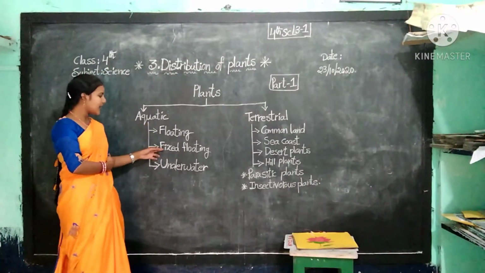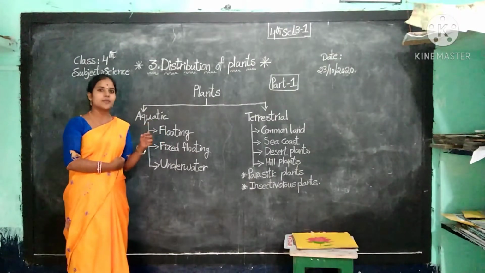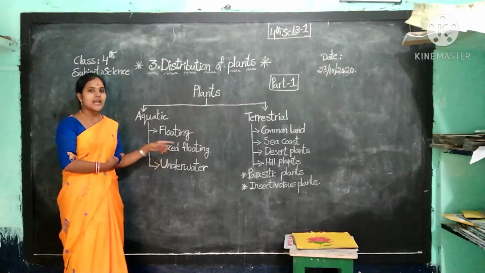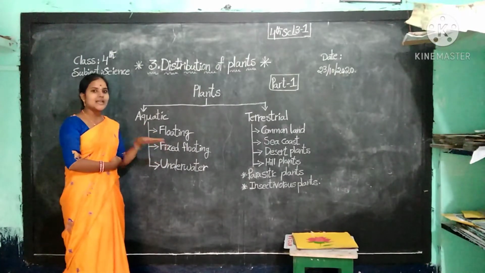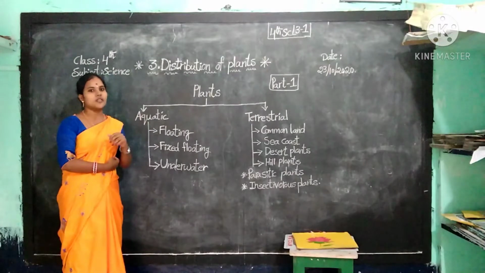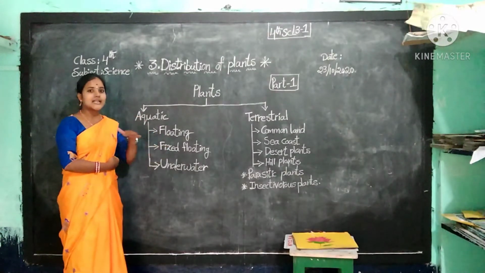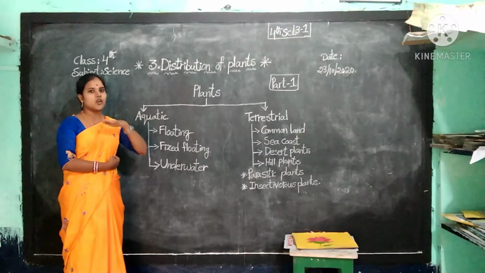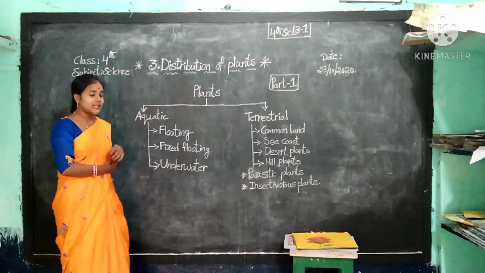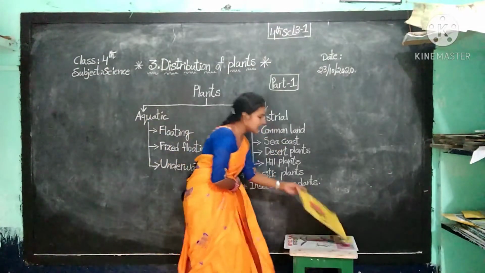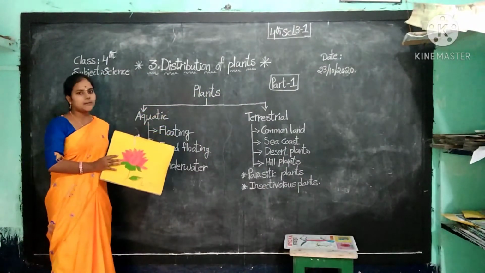They have long hollow stems and deep roots. As the stem is very light, the flowers and leaves float on the surface of the water. Examples for fixed floating plants are lotus and water lily. For example, if you observe the lotus, children, this is the lotus, one of the examples for fixed floating plants.